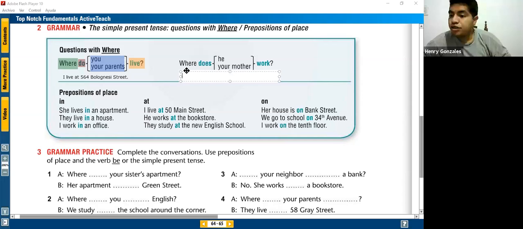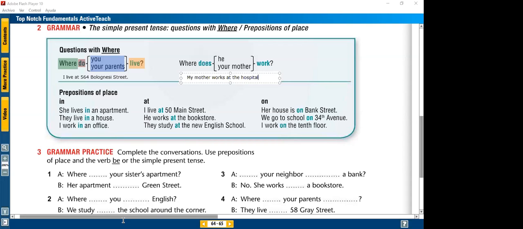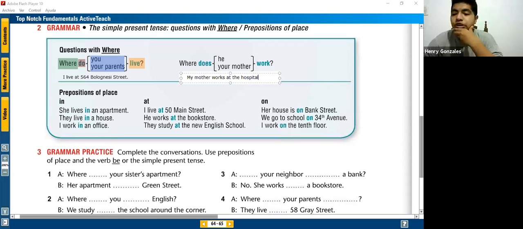Another here. Where does your mother work? For example, my mother works, because it's third person, tercera persona, ¿no? My mother works at the hospital, for example. At the hospital. My mother works at the hospital.